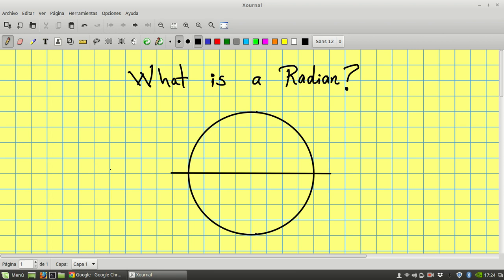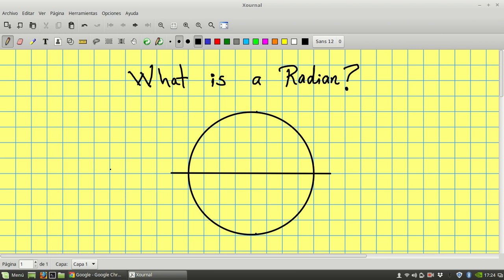Today we're going to see the answer to this question: what is a radian? Many people know how to measure angles using degrees, because since we start working in math and geometry, we use a protractor, and the protractor is in degrees.